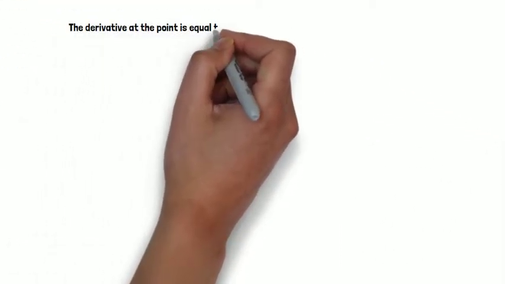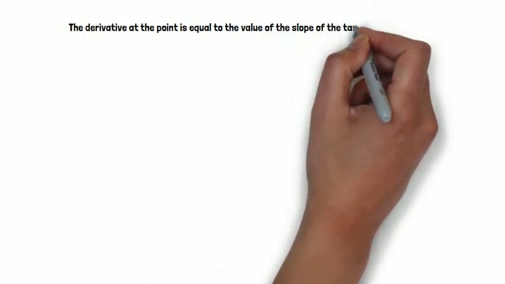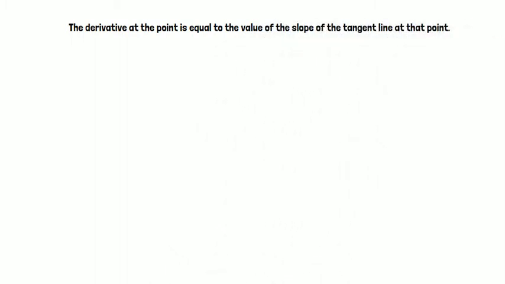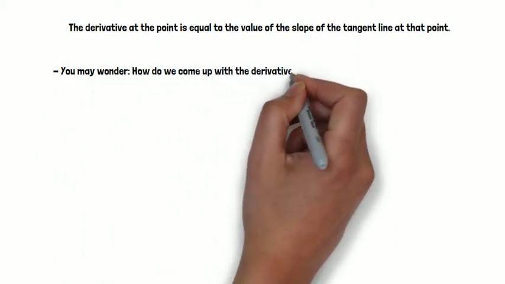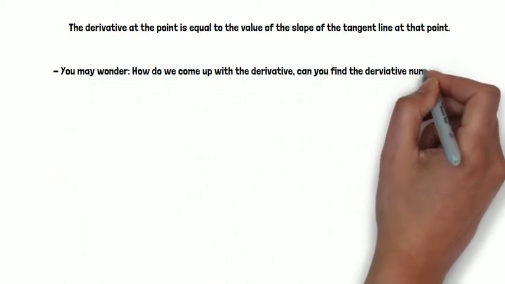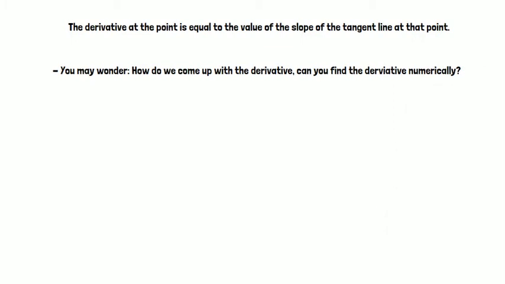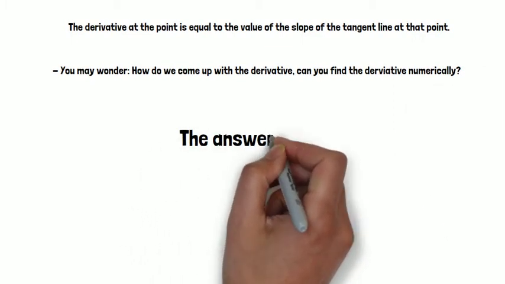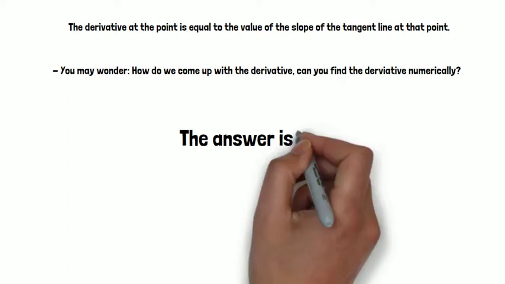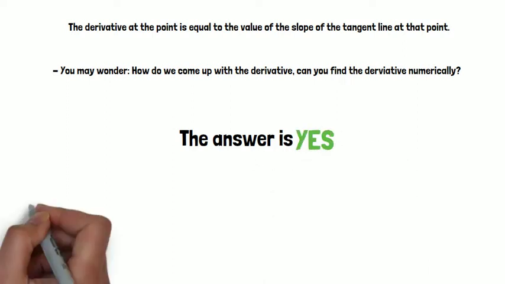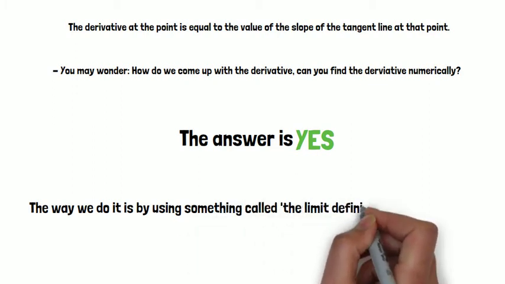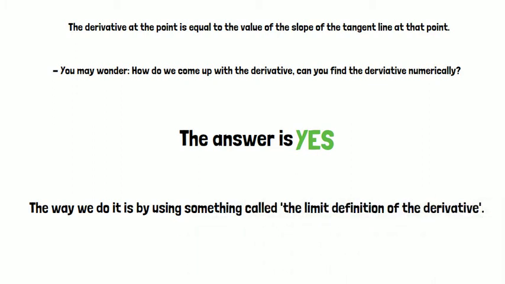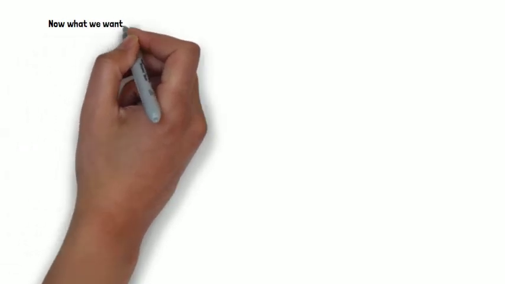It comes down to the point that the derivative at the point is equal to the value of the slope of the tangent line. If you think about it, it makes sense because if they're exactly the same and they're touching, they have to be headed in the same direction. You may wonder, how exactly do we come up with a number for this derivative? And can we find it numerically? Well, it turns out the answer is yes. The way we do it is using something called the limit definition of the derivative.